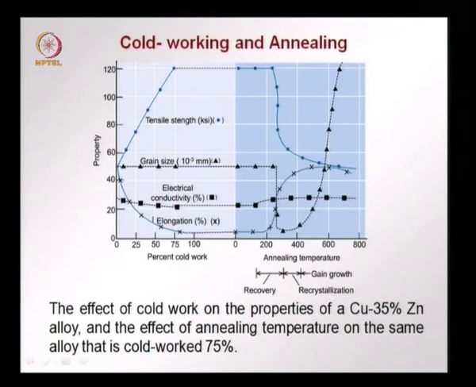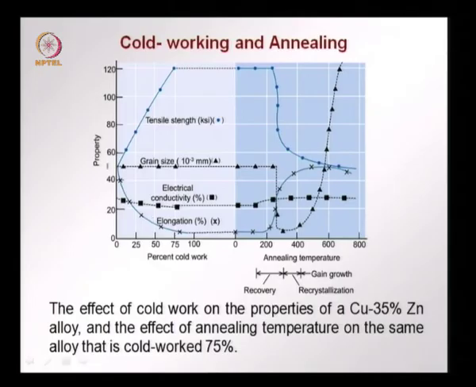We take the case of an alloy of copper with 35% zinc, and we will see what happens during cold working to the different properties, and then what happens when we anneal the same after it has been cold worked to 75%. So on the left side we see the cold working part. On the y axis are the different properties, on the x axis initially we have the percentage cold work.